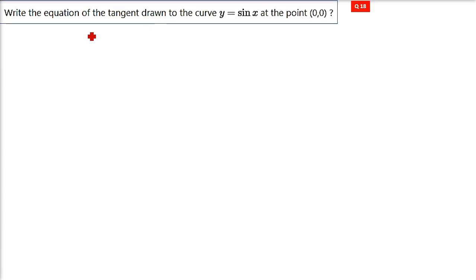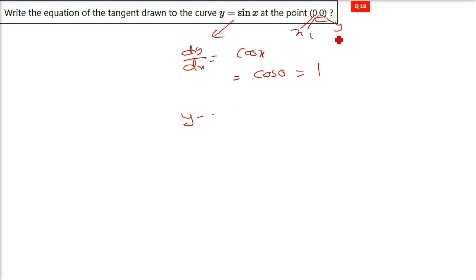Write the equation of the tangent drawn to the curve y equals sin x at the point (0, 0). dy by dx, what is this? Derivative of sin x is cos x. The point is given, x and y. So just put x as 0, cos 0 is 1, right? And the equation of the tangent, so simply y minus y1 equals m times x minus x1, both are 0, 0, so y minus 0 equals m times x minus 0, m is what? We have already found out 1, so x minus 0, y equals x is the equation of the line, x equals y, you can call it.